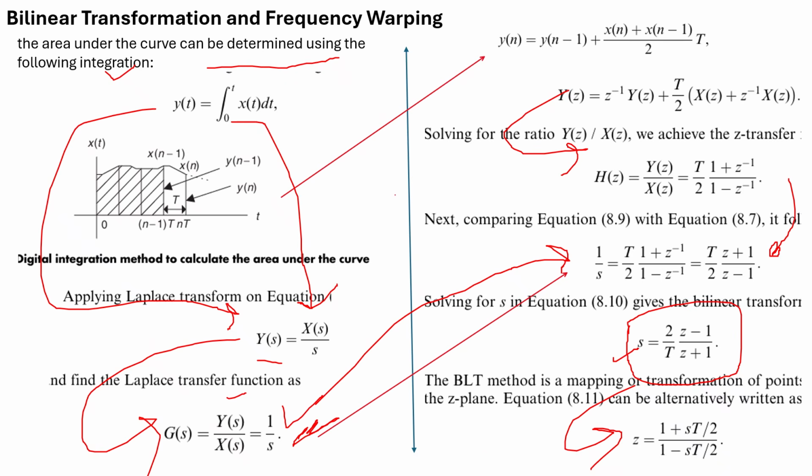So this is one of the very important results, right? That we have discussed in the previous slide. So very important. We will use this to convert from analog to digital. Means if you have the value of s, put the value of s and convert it to the digital, that is the z. So this is a very important one.